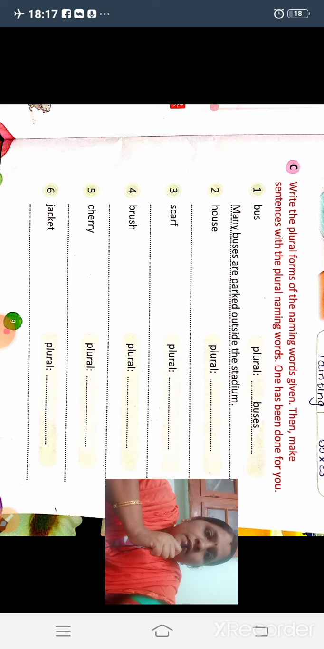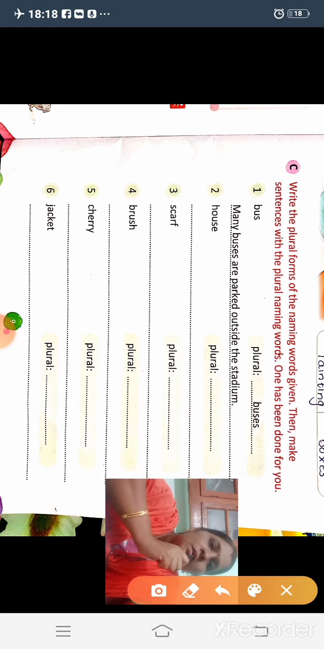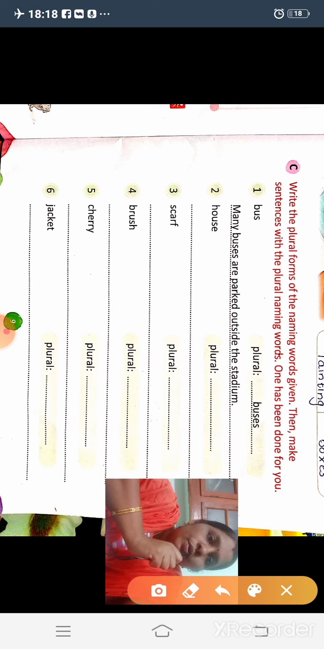Some nouns are given here. We have to change these singular nouns to plural form, and after that you have to make a sentence using those plural nouns. Okay. For example, buses. Then after changing this singular noun to plural, you have to make a sentence using that plural noun. Many buses are parked outside the stadium.